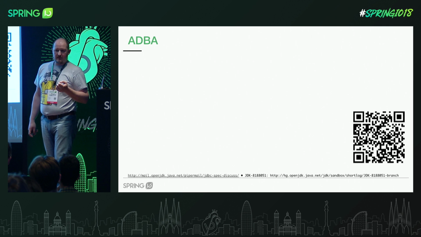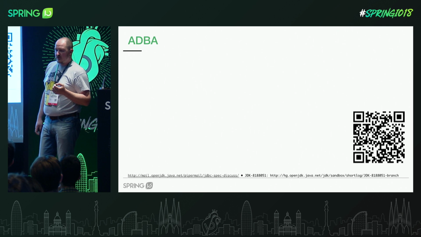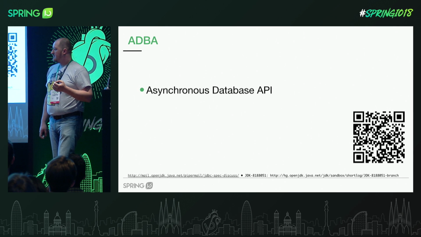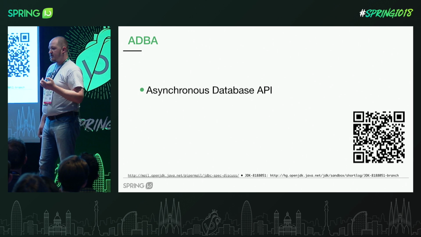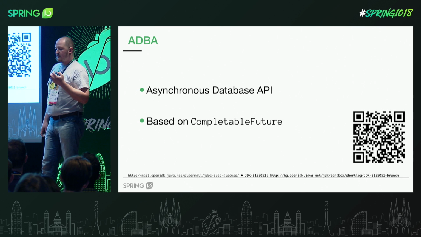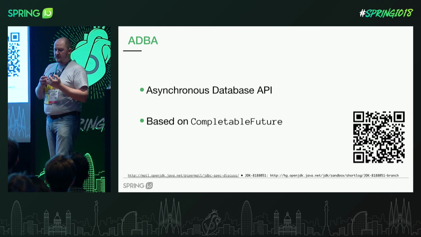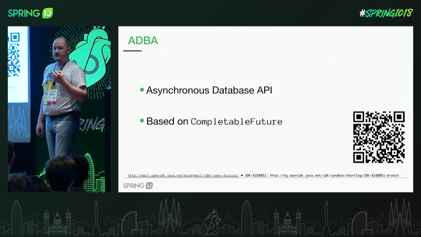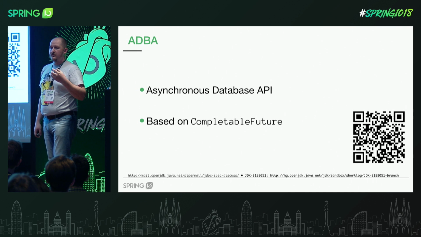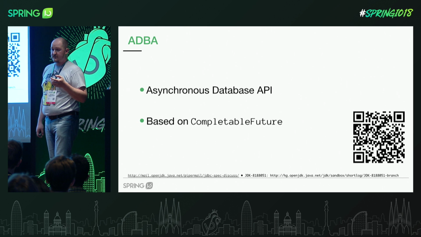So ADBA was announced, I guess, two years ago, on Java 1. And it is an asynchronously built database API that uses CompletableFuture under the hood. So then you can use your relational database, and when you do I/O operations, you get in return a CompletableFuture. This CompletableFuture completes as soon as the database responds to you, and you have a non-blocking and asynchronous way to communicate with your relational database.